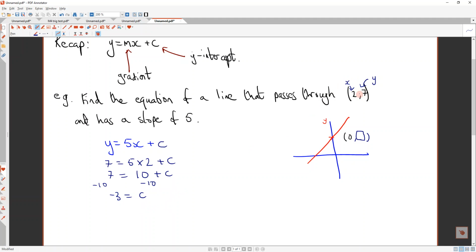Okay, so you use your point. You have to substitute it in to find out what your value of c is. So my answer is going to be, Sienna? y equals 5x minus 3. Good, y equals 5x minus 3.